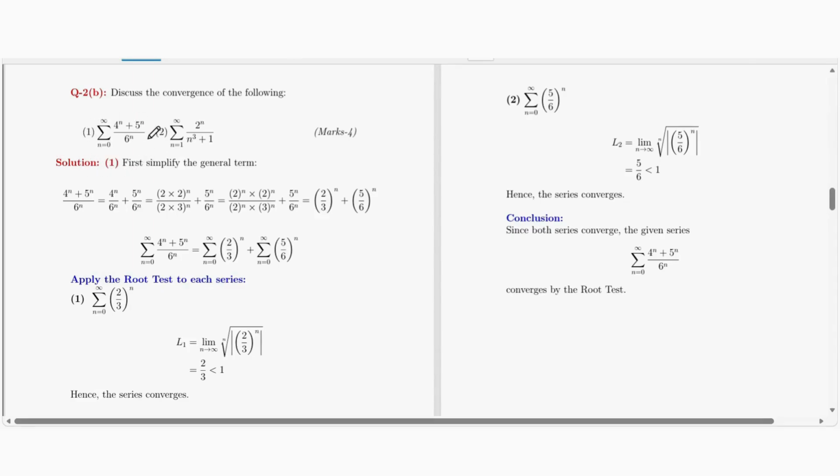Now here observe the term of the series. In this series power n is given. Okay, 4 raised to n, 5 raised to n, 6 raised to n. Okay, so here power is given. Power of n is given. So that's why here we apply root test. Now this question you can solve using either root test, and second is using the geometric series.